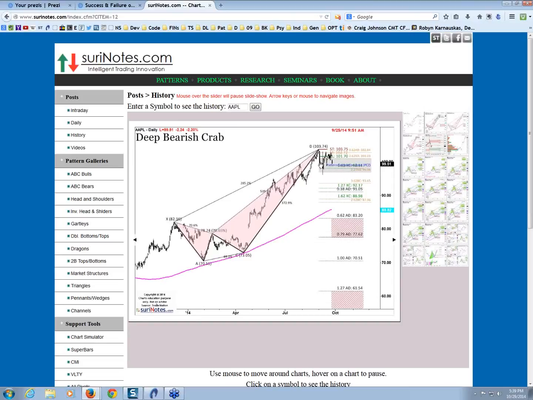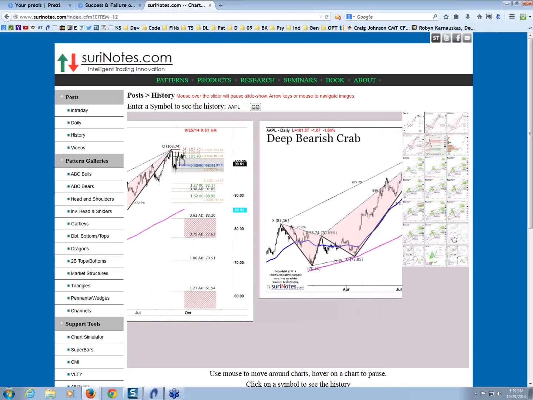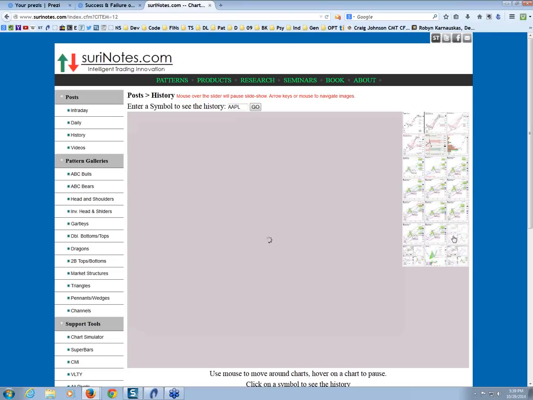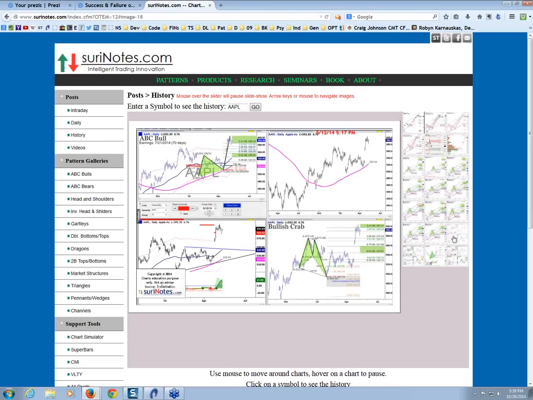Even when they came out with the iPhone 6 and everything, every time the negative news came out, it never went down. Now it's already trading at about 106. So you can go back and look at these patterns. You can actually follow the history of these patterns on my website, and see how these bearish patterns did not work.